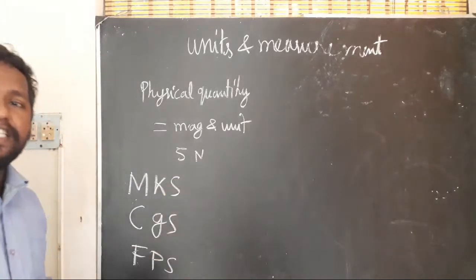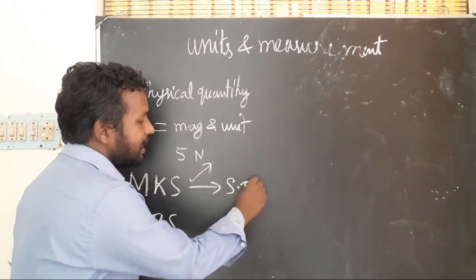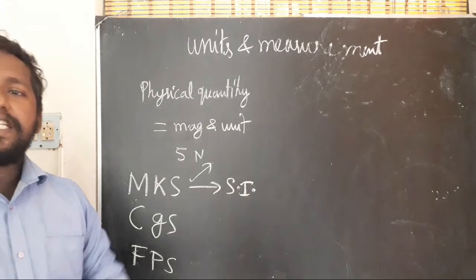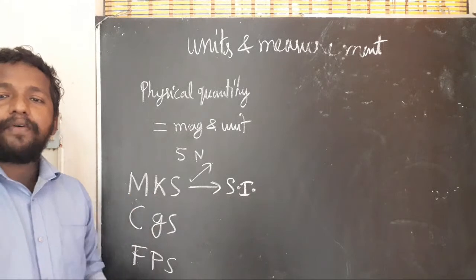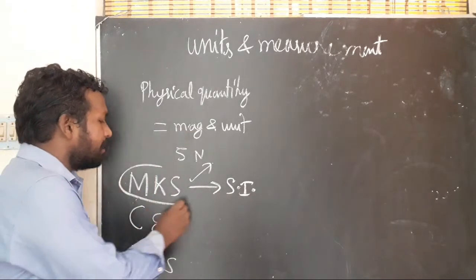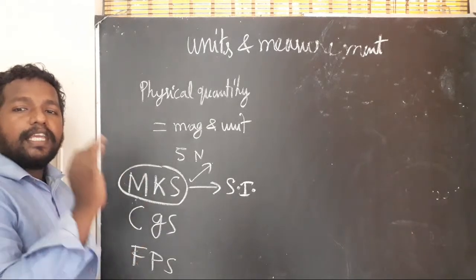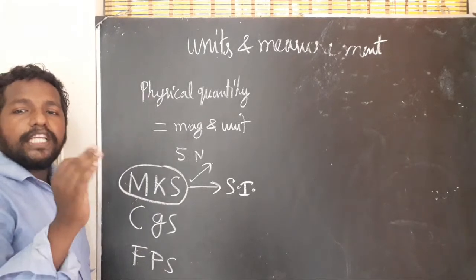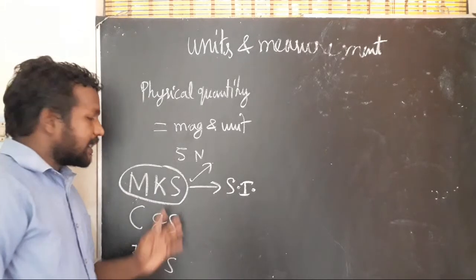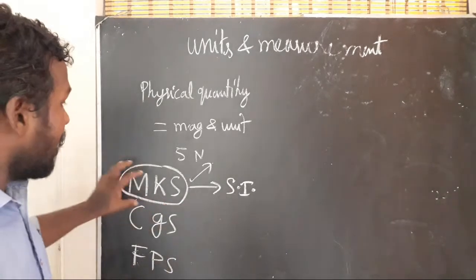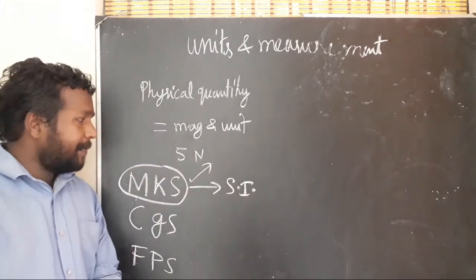Out of these 3, MKS will be taken as the SI unit, because it is easy to handle, convenient and easy to convert. Many advantages we have for the SI unit. Hereafter, whatever problem you are doing, you should follow the MKS system, which is meter kilogram second. That is called the SI unit.